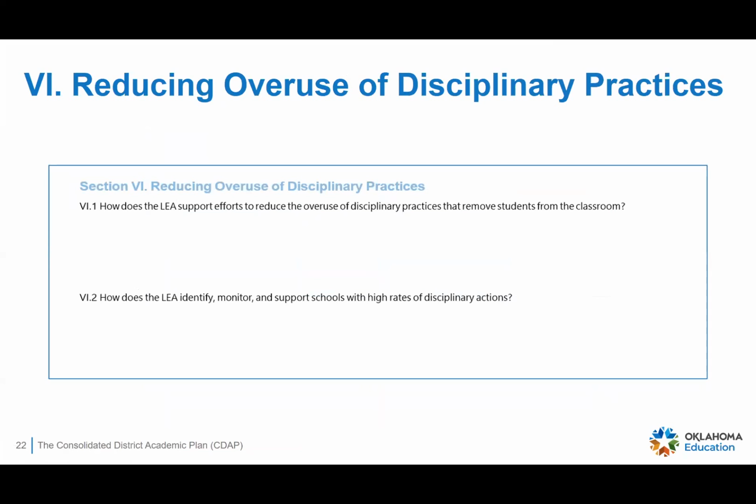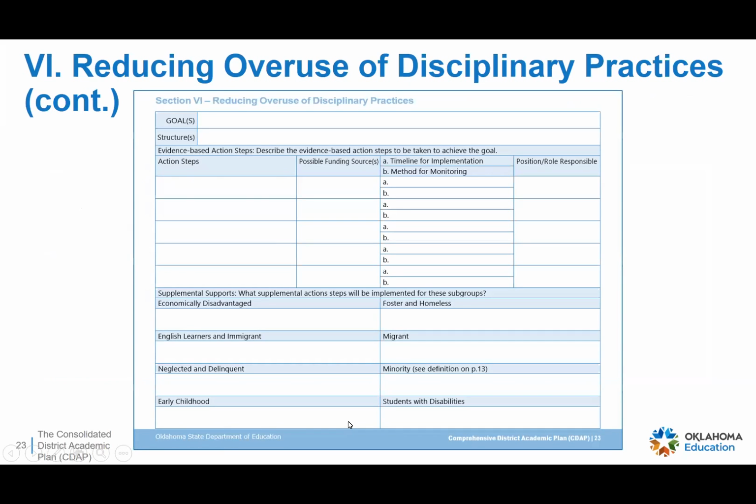There are two open-ended questions also on section 6, reducing overuse of disciplinary practices. So first one, how does the LEA support efforts to reduce the overuse of disciplinary practices that remove students from the classroom? And how does the LEA identify, monitor, and support schools with high rates of disciplinary actions? Same table, goals, who is involved, what steps are taken, funding, timeline, monitoring, and who oversees that. And then if there are specific supports in place for these groups of students, what are they?